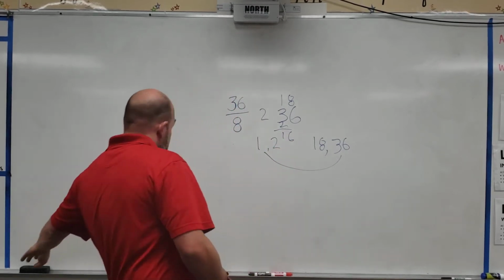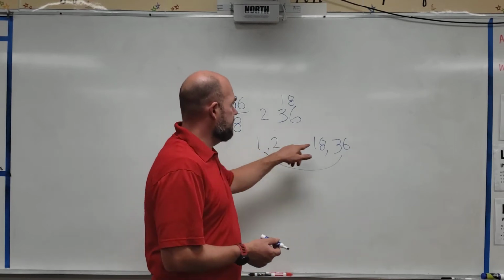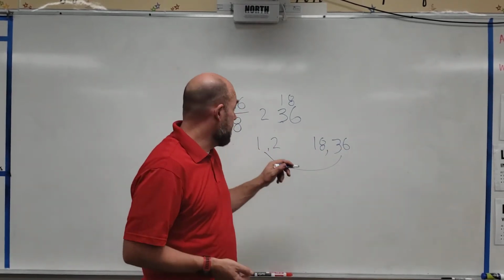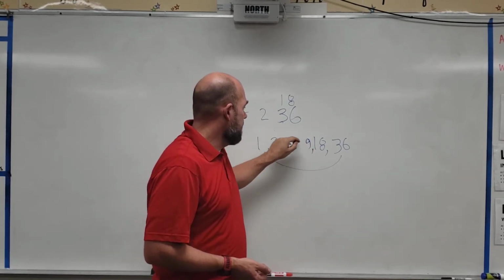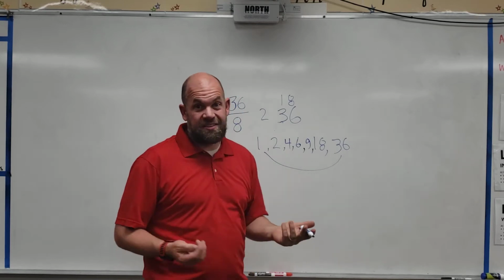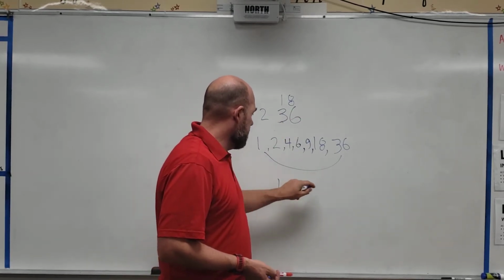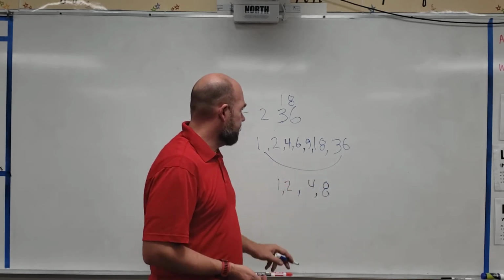So let me erase that real quick to clean that up. All right, so now we've got the factors of 1, 2, 18, and 36. We also know from our math facts that 4 times 9 and 6 times 6. So we can do 4, 9, and then 6 here in the middle. So lots of factors for 36. With 8, not so many. 1 and 8. Then we go to 2 and 4. And that's going to give us all our factors.